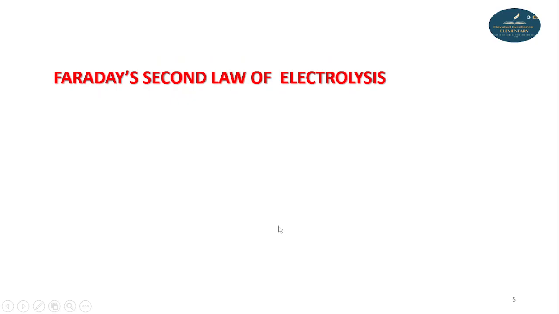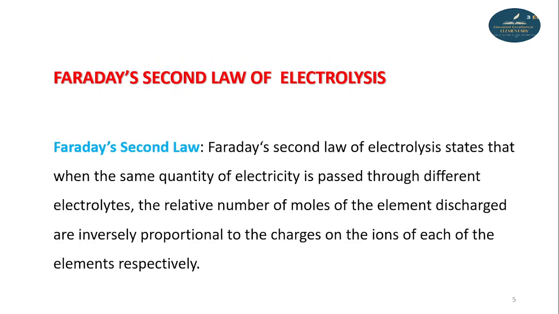So now what does the second law say? It states that when the same quantity of electricity is passed through two different electrolytes, the relative number of moles of the elements discharged are inversely proportional to the charges on the ions of each of the elements respectively. Let me take that again. It states that when the same quantity of electricity is passed through different electrolytes, the relative number of moles of the elements discharged are inversely proportional to the charges on the ions of each of the elements respectively.